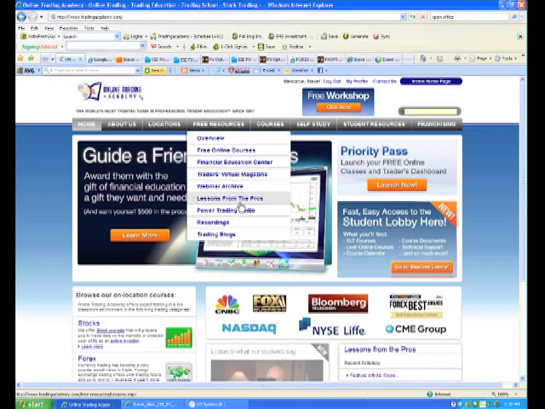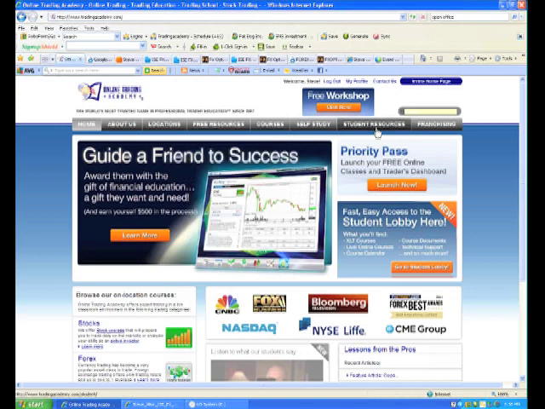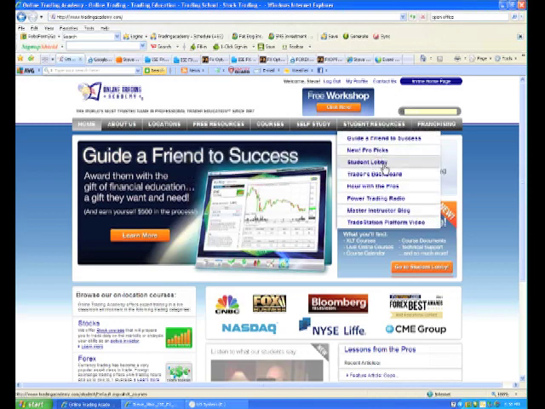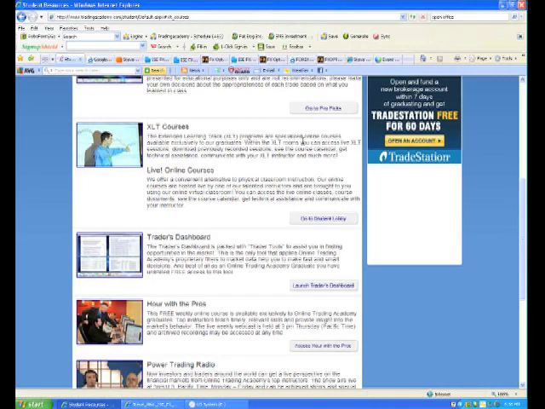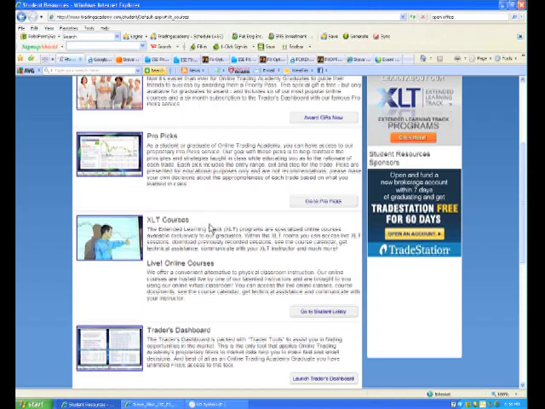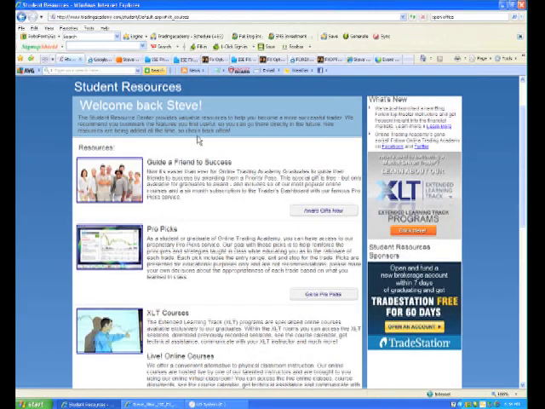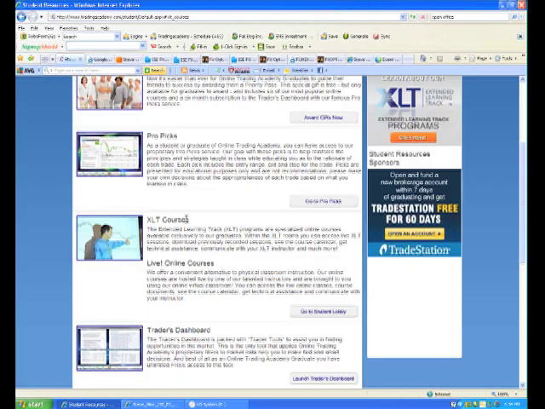But I'll give you a sneak peek at what a student has here, something called a student lobby. In the student lobby, for anybody that is a student of Online Trading Academy, we have our Student Resource Center, including access to our extended learning program courses. I'll just log into that student lobby really quick.